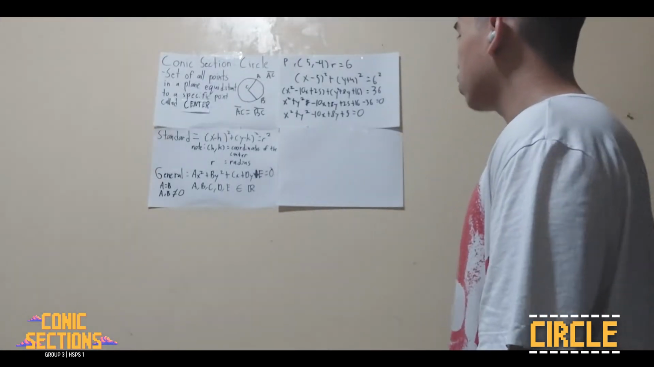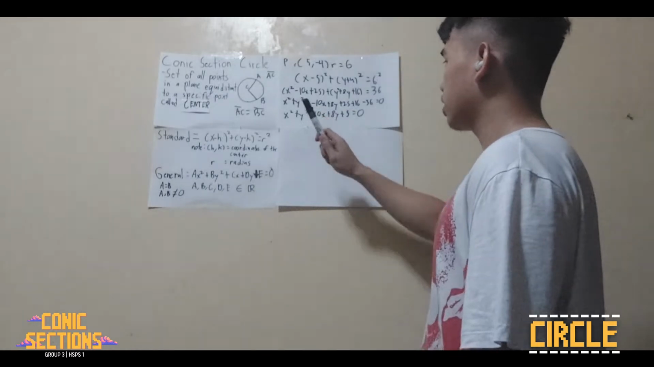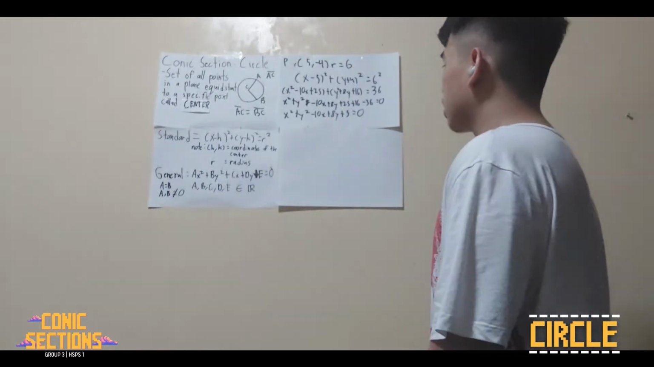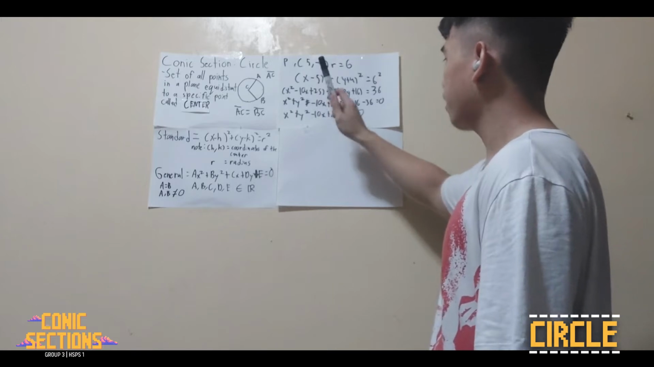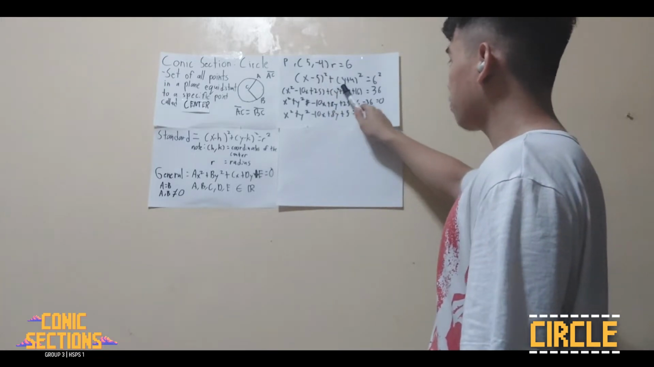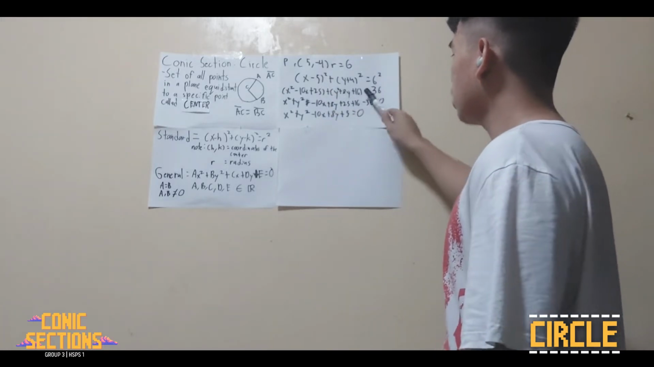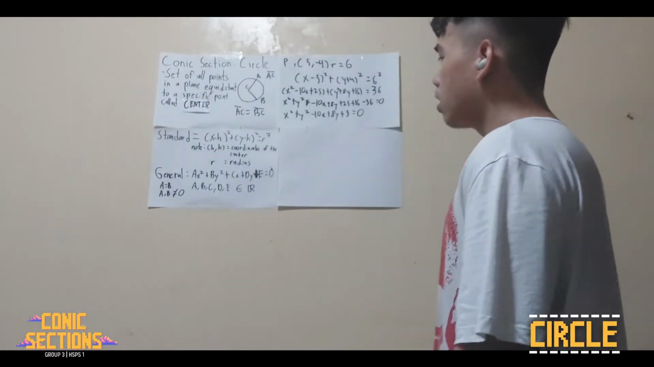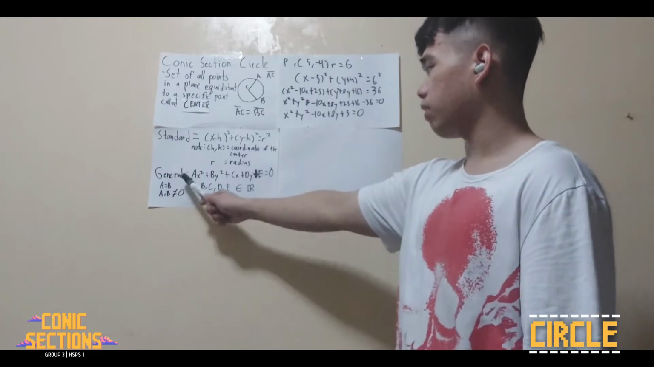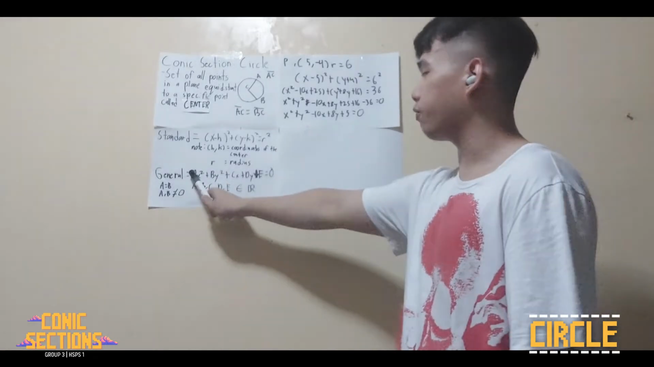So now what we need to do is we have to expand this using the FOIL method or whatever method you use. So it becomes x squared minus 10x plus 25 plus y squared plus 8y plus 16 equals 36, because 6 times 6 is 36. So next thing we need to do is we have to look at here. We basically have to copy this.